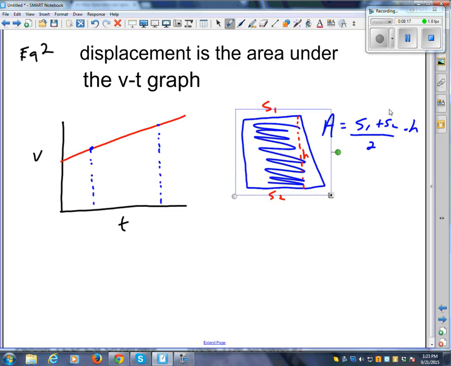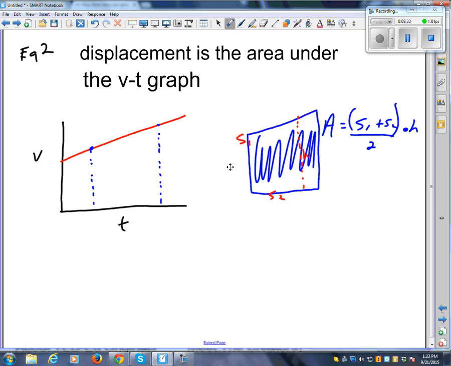Side 1 plus side 2 divided by 2 times the height. Okay, so I'm going to rotate this guy back. That means that side 1 is down here and side 2 is there, and the height is there. So what are my side 1 and my side 2 on my little graph? Side 1 is there, side 2 is there, and the height is there. Turn sideways. I realize you can't do that on your paper.